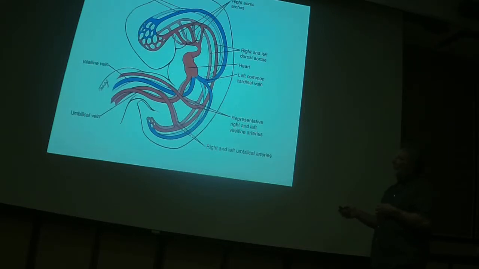These other veins and arteries are body wall veins and arteries, these cardinal veins, right and left dorsal aorta. You have superior and inferior cardinal veins. These are all providing blood to the body wall and the structures of the embryo, and also bringing deoxygenated blood back to the heart from those same structures.